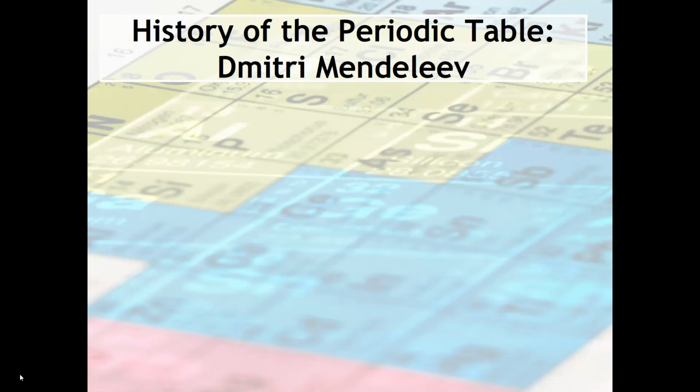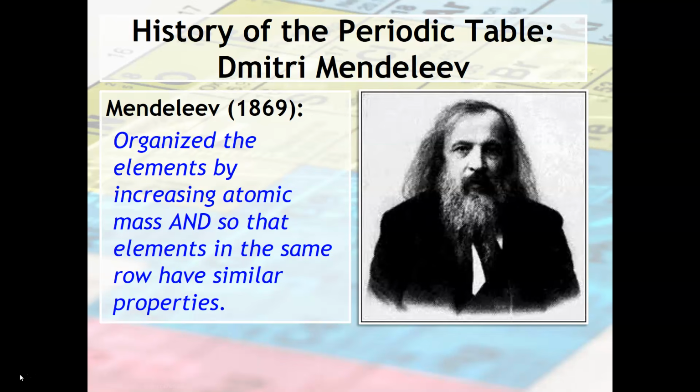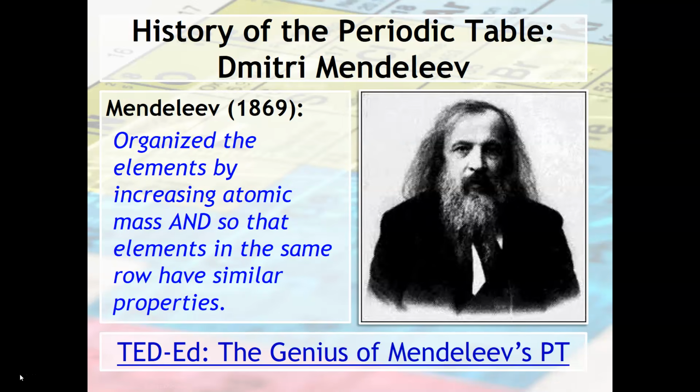The person that's usually given the most credit for first creating a version of the periodic table is Dmitri Mendeleev. In 1869, he organized the elements by increasing atomic mass, so that the elements in the same row have similar properties. There's a great TED-Ed on the genius of Mendeleev's periodic table. If you wanted to, you could absolutely Google it, and it's a pretty cool video, and it talks about basically how Mendeleev had a bunch of cards that he wrote the element names and symbols on, and he arranged them according to what he saw in terms of their properties.